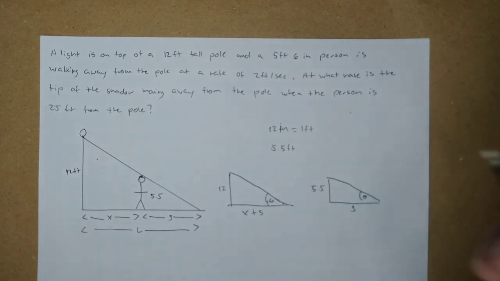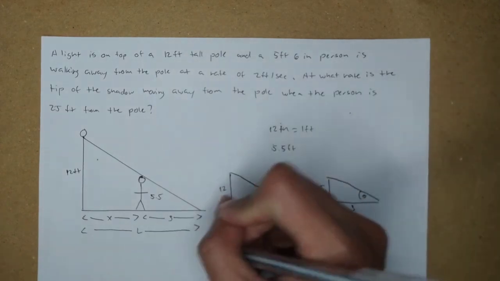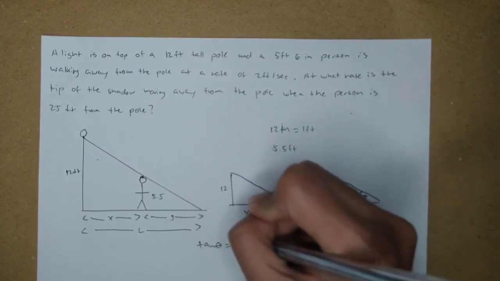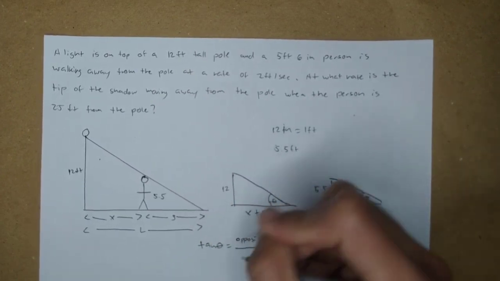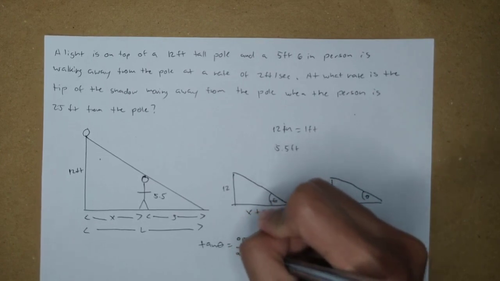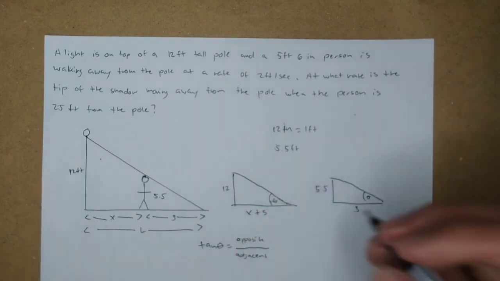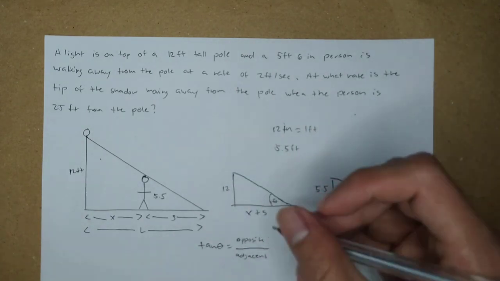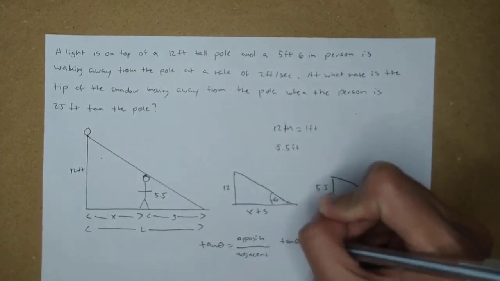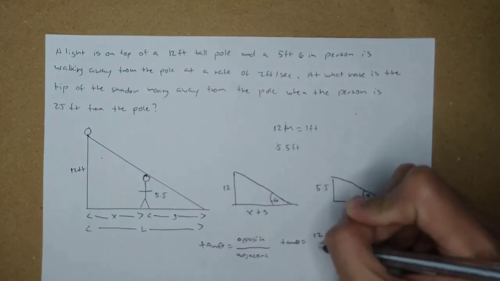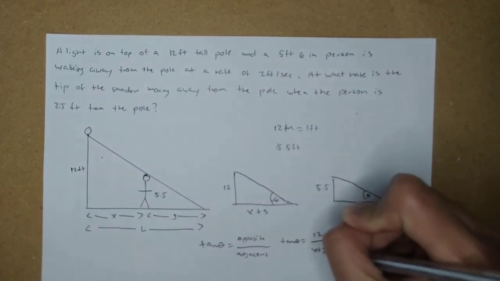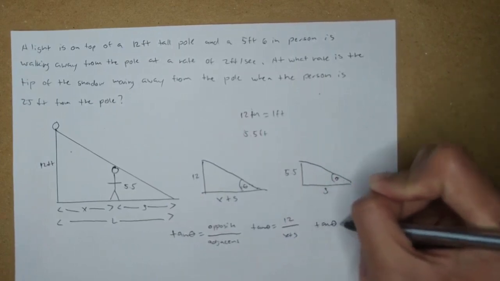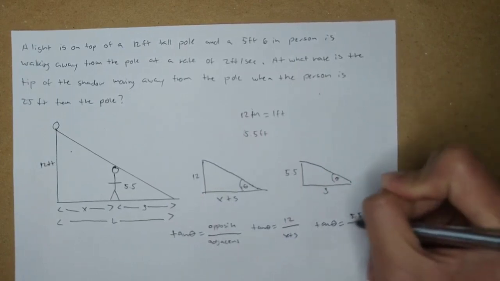we can use SOHCAHTOA. In this one, we know that the tangent of the angle is equal to opposite over adjacent. So we are just going to substitute the values. For our first triangle, the bigger triangle, we have tan equals 12, which is the opposite, over x plus s. And for the smaller triangle, we have tan equals 5.5 over s.